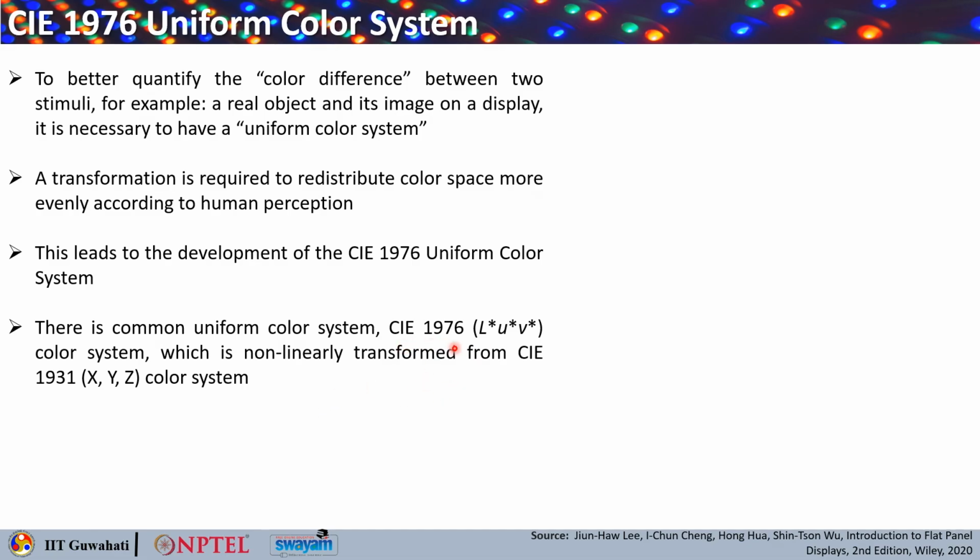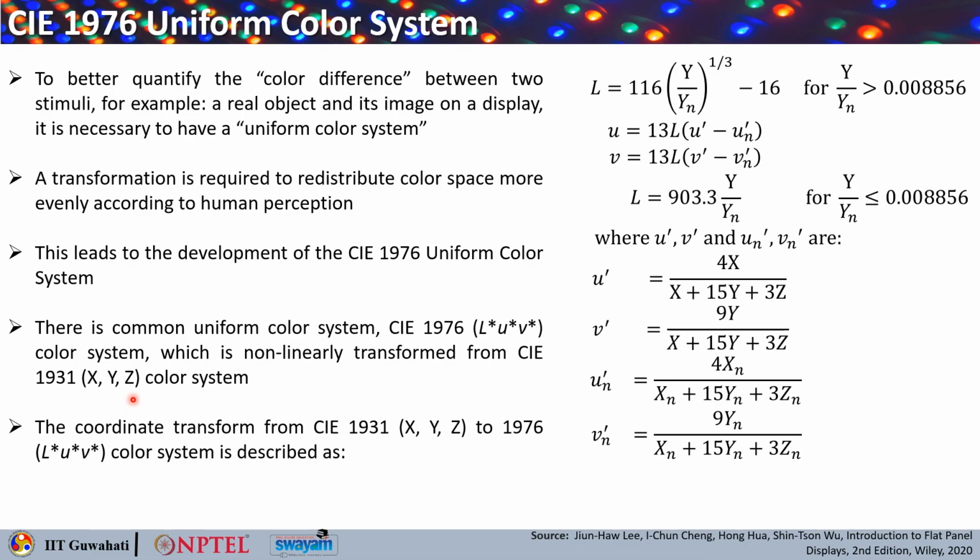It is also called the CIE 1976 L star, u star, v star color system. That comes as a nonlinear transformation from the CIE 1931 capital X, Y and Z color system. So how this transformation looks like, we will show it here. We are doing a coordinate transformation from the CIE 1931 XYZ system to the 1976 L star, u star, v star color system. That is described like this.